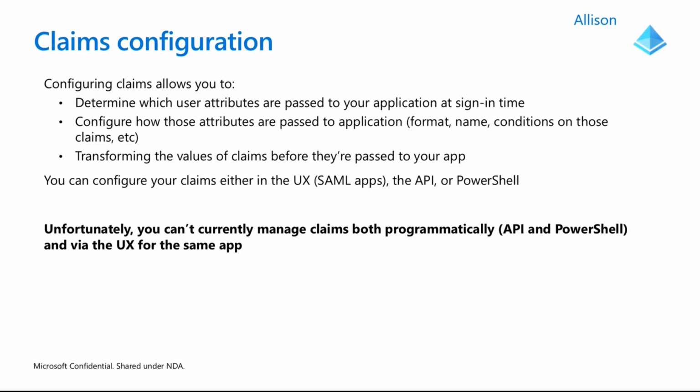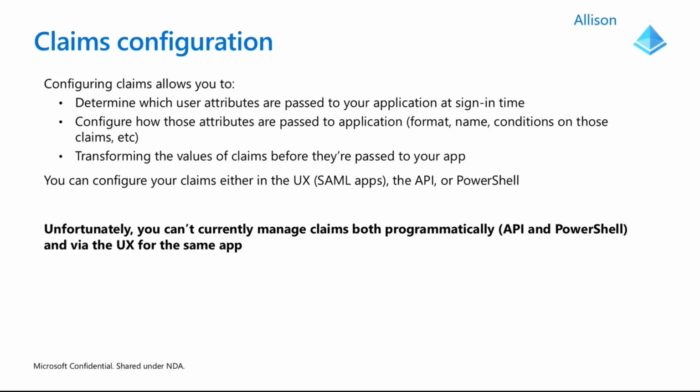Okay, so claims configuration. Configuring claims lets you determine which attributes get passed to an application during sign-in time. You can configure the format, the name, and some conditions on those claims, like whether or not they get sent. You can also transform them, which is a couple of operations that allow you to change the content of those claims in specific ways, like to uppercase, trim whitespace, those kinds of things. And you can configure claims in the UX for SAML apps, the API, or PowerShell.